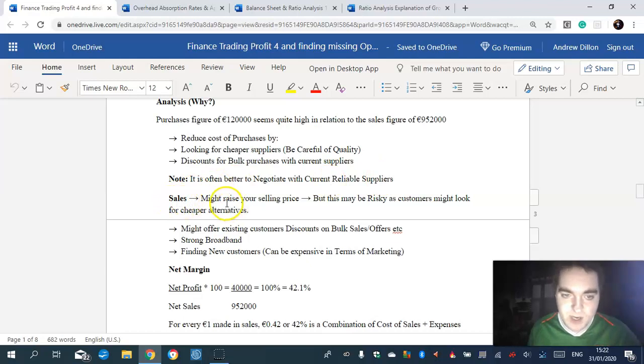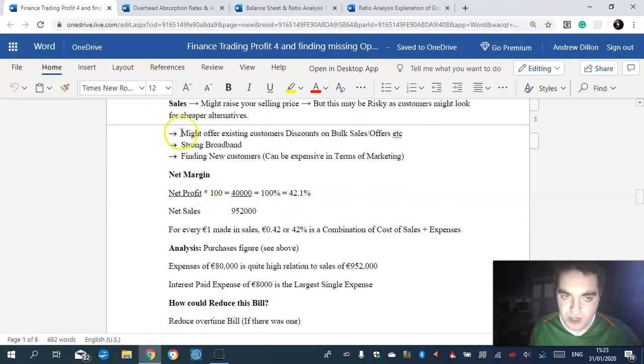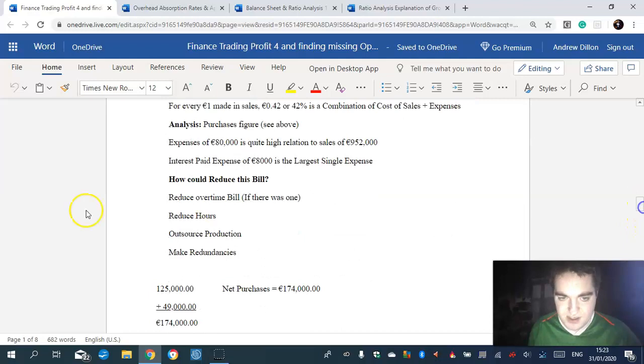Then sales: you might raise your selling price, but this may be risky as customers might look for cheaper alternatives. Then there are three more points: you might offer existing customers discounts on bulk sales and offers, strong broadband, and finding new customers, which can be expensive in terms of marketing. And that's the margin analysis. Then move on.